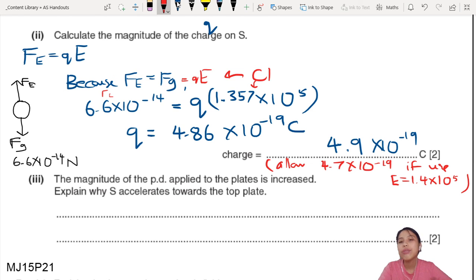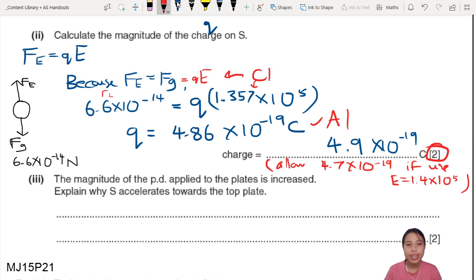That's okay. Then you get your final accuracy mark if you manage to get this or any of the other accepted values, 4.9, 4.86 or 4.7. If you use the other one, then that's 2 marks for you. Yay! So this is how you can do calculations.